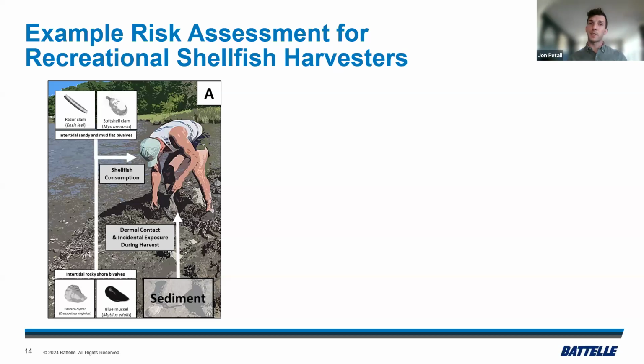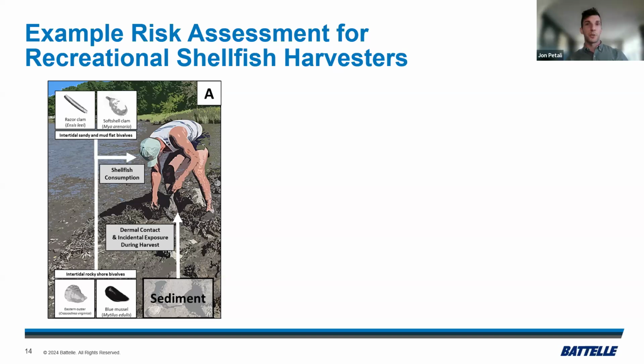So we try to come up with a conceptual site model. Here's a fun picture of me digging around in the mud, trying to find clams. But we ask ourselves, okay, if people are eating this at a certain rate, if they're going out and harvesting at a certain frequency, if they're coming in contact with the sediment, and maybe if they're not washing their hands very well, how much incidental sediment are they ingesting? If we look at the concentrations of PFAS in those shellfish, if we look at the concentrations inside the water and sediment, what happens there?